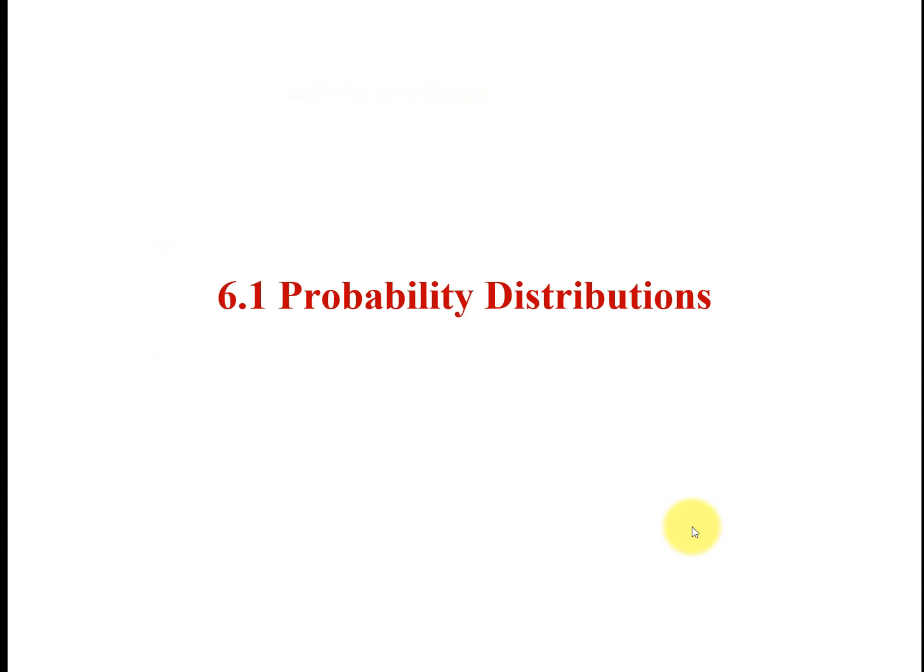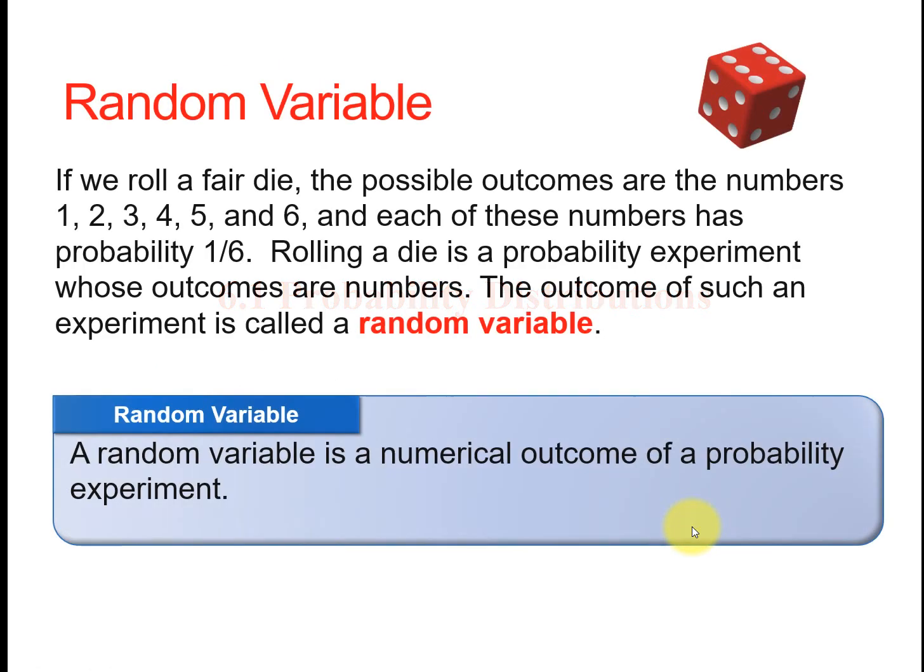So first up, the different probability distributions. A random variable: if we were to roll a fair die, the possible outcomes are the numbers 1, 2, 3, 4, 5, and 6, and each of these numbers has a probability of 1/6. Then rolling a die is a probability experiment whose outcomes are numbers, and the outcome of such an experiment is called a random variable. Here's a shortened definition: a random variable is a numerical outcome of a probability experiment.